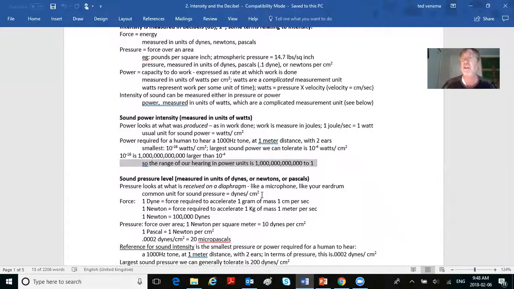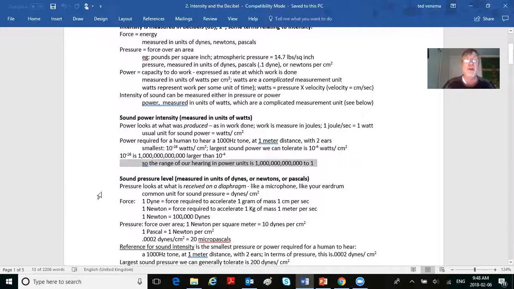That's the kind of thing that I do. I'll say, power is measured in what? And you should say watts per centimeter squared. And I'll say, how big is the biggest power you can tolerate compared to the softest power you can just barely hear? And you'll say 1,000,000,000,000 to 1. Good. You can write it down as in the word trillion or put a 1 with 12 zeros. Doesn't matter. All right, same thing.